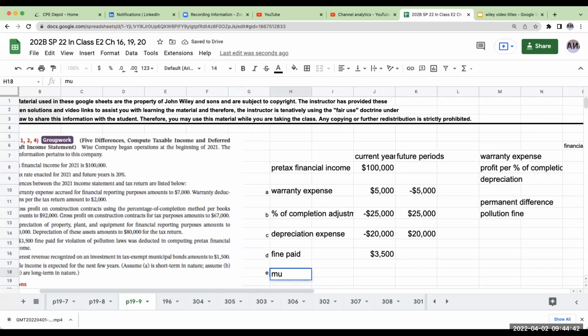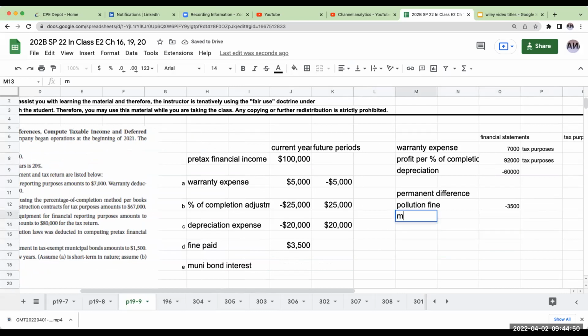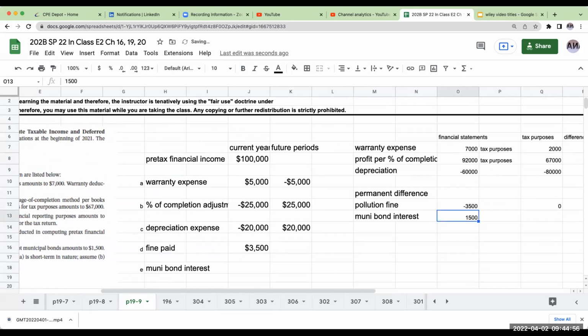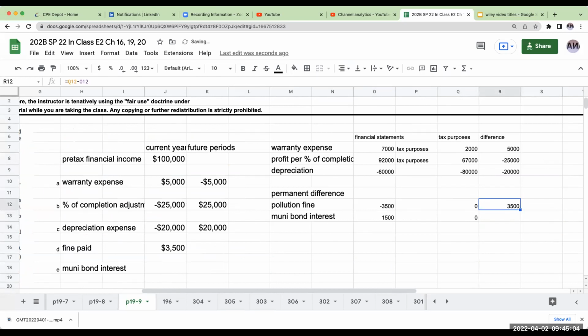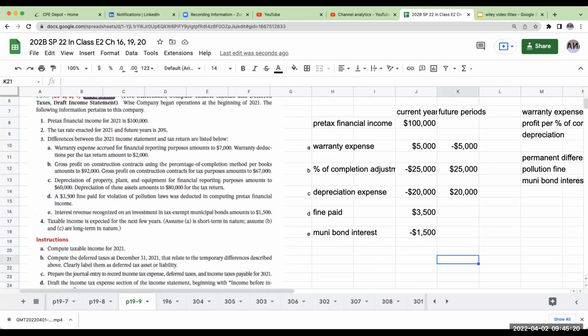Then I've got municipal bond interest. Now, my muni bond interest over here, I put in 1,500 of interest income, getting to this 100,000. So this is adding it in. However, it's not taxable. So what I'm going to do over here is basically take this out. I don't have to pay tax on it. So I'm going to go ahead and show this over here as a deduction. Okay, so this is how we go ahead and look at this.